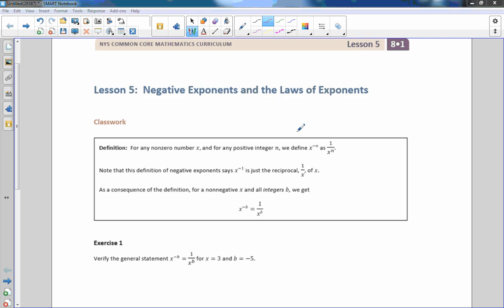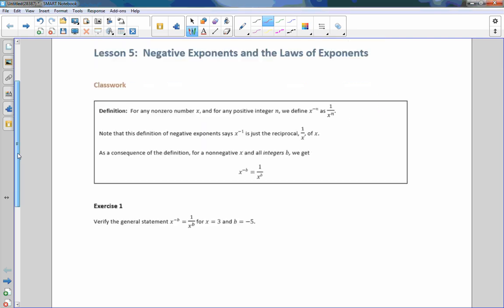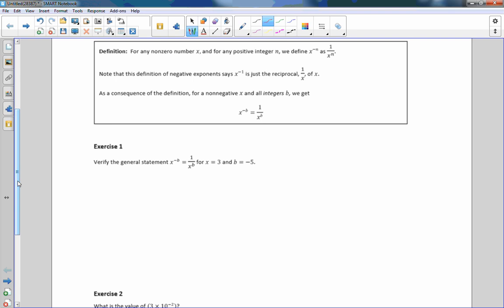This is Lesson 5, Negative Exponents and the Laws of Exponents. So the first classwork, we're going to start with the definition. And it says, for any non-zero number x. So what that means is the base cannot be 0. Because anything 0 to any power equals 0. 0 times 0 times 0 times 0 times 0 is 0. 0 to any power is going to equal 0.